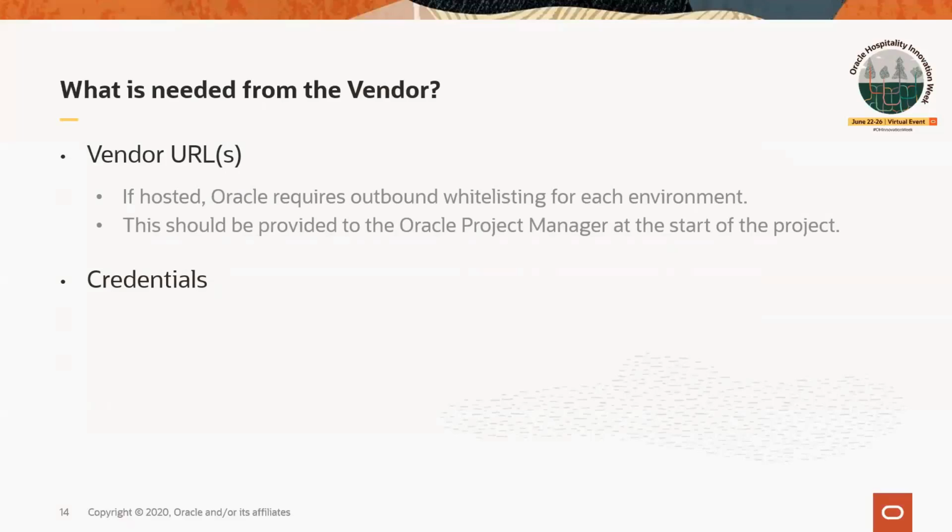The URL should be provided to the Oracle project manager at the start of the project to allow for enough time for our networking team to create the outbound rules. And additionally, credentials going to your system. These must be entered in Opera, so those can be typically provided to the Oracle installer during the install.